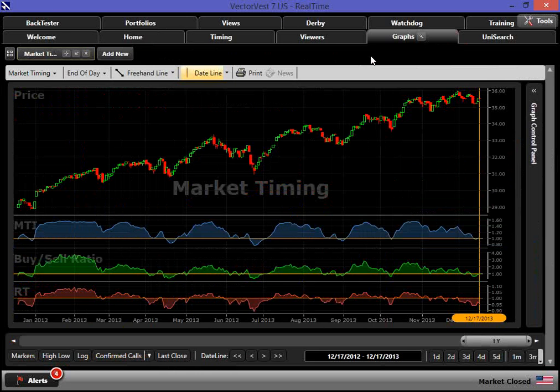And so I'm going to click the graph tab, and I've loaded up a market timing graph. You choose it from this drop-down list. And I've set it up with a 1-year time frame. So I've got 1 year from edge to edge. And I'm looking at the components of the market timing system, the price of the VectorVest composite, the market timing indicator, the MTI, the buy-sell ratio, and the RT, the 4 components of that market timing system. Okay, so all we're doing now is we're going to look at the longer term trends of these indicators. And the first thing is, well, let's first define what is a trend.